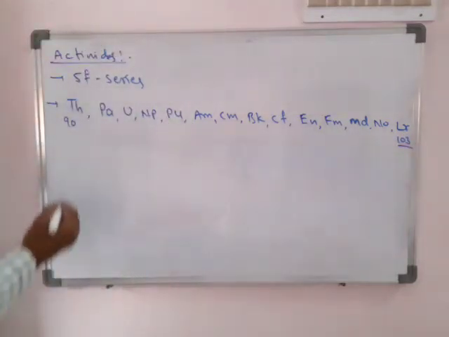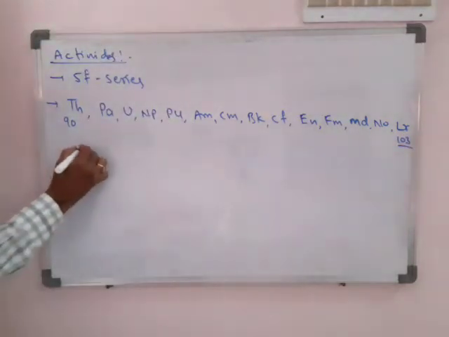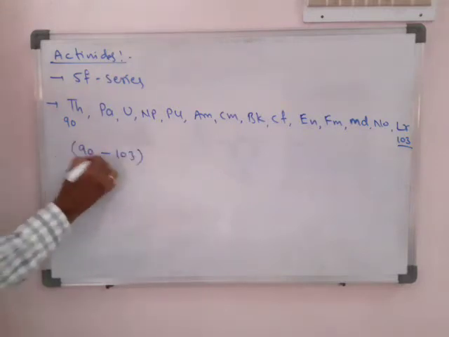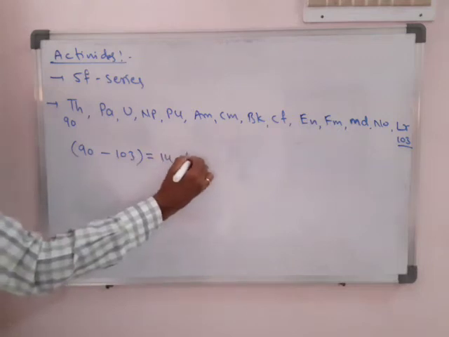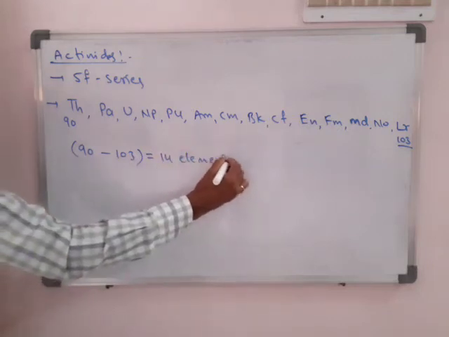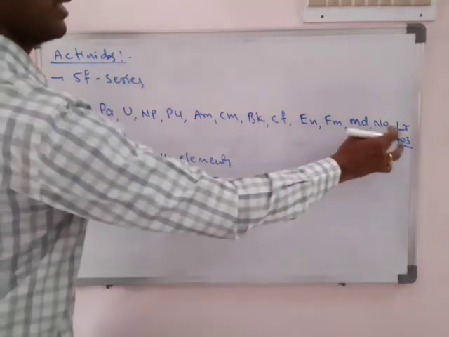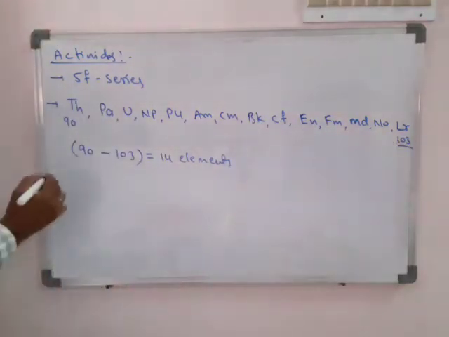And what is the starting element? These elements start from 90 and end with 103. Total how many elements are there? Total there are 14 elements: 1, 2, 3, 4, 5, 6, 7, 8, 9, 10, 11, 12, 13, 14 elements are in the actinides.